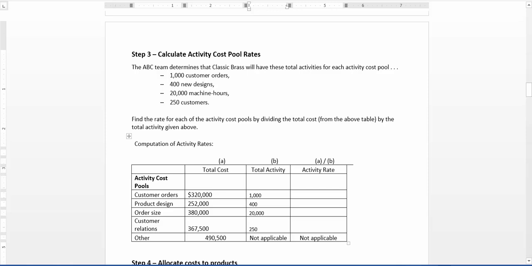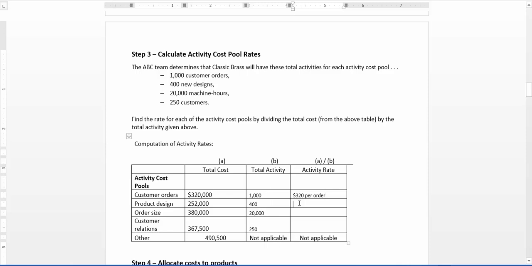Okay? So customer orders are allocated based on the total number of orders, okay, which makes sense. So we're going to take our customer order total cost, divide it by the total activity, and that's going to give us our activity rate. So our activity rate for this cost pool is going to be $320 per order. Okay, saying the per is very important because remember each one is a different measure. Okay, this is customer orders, designs.